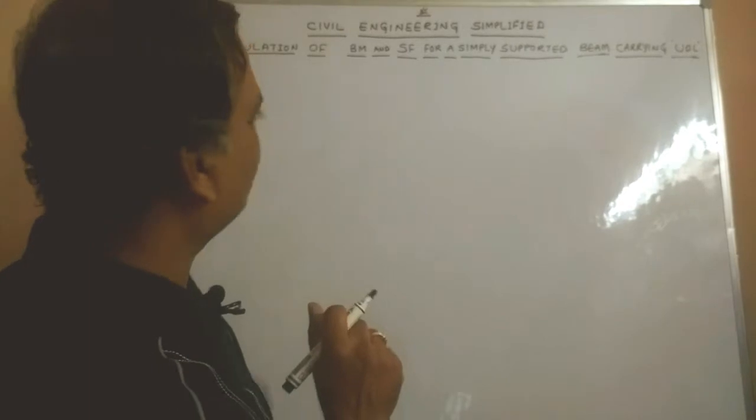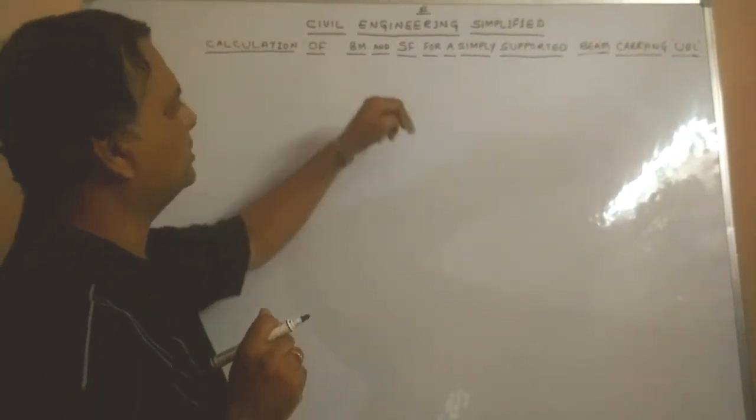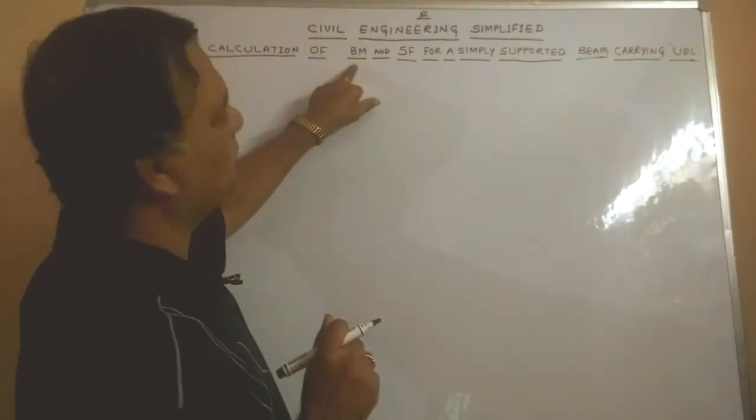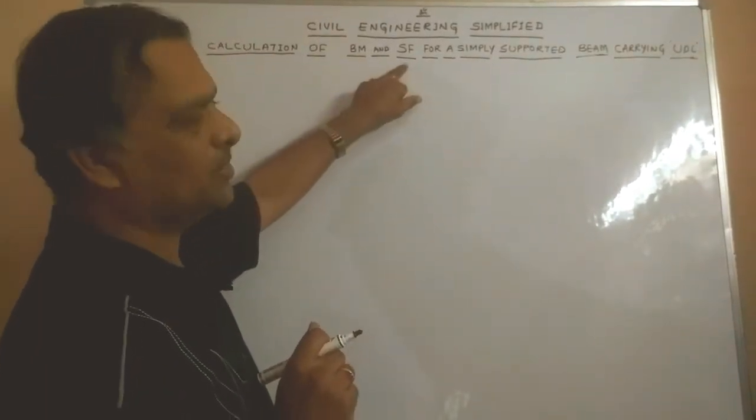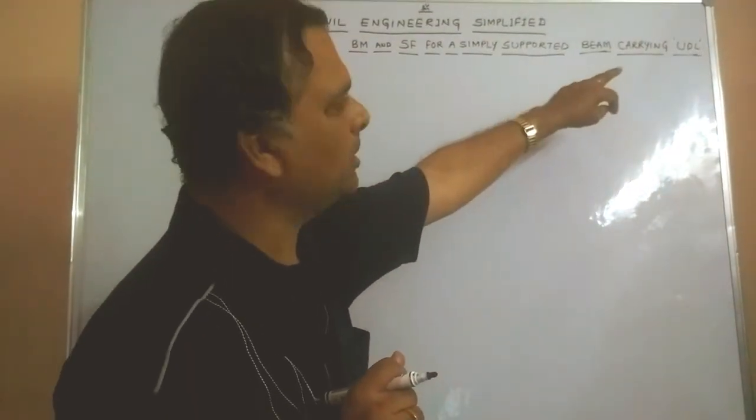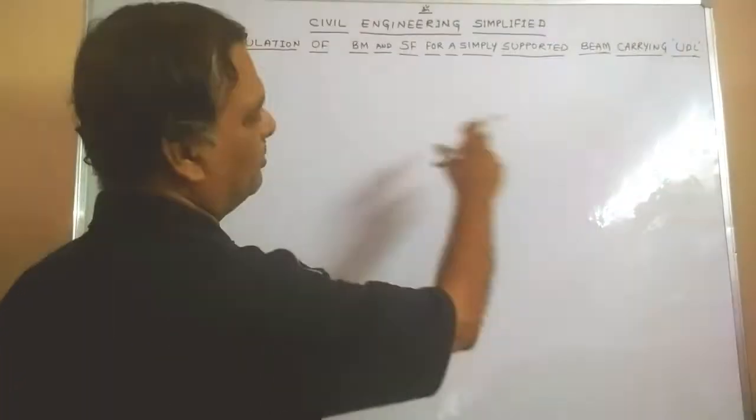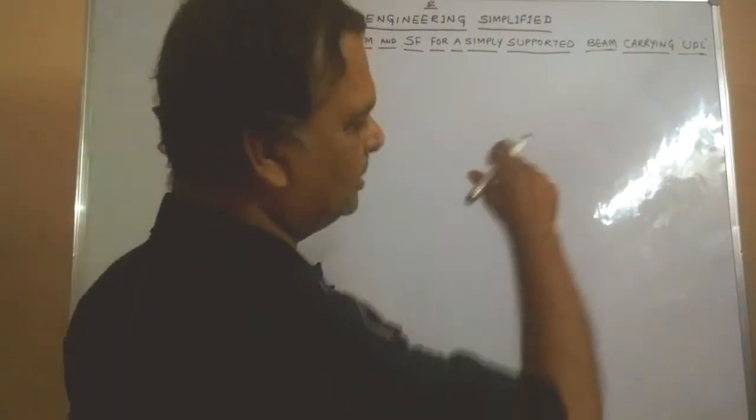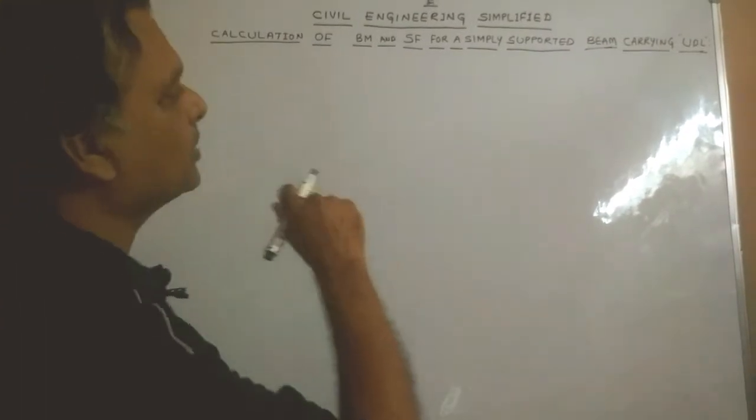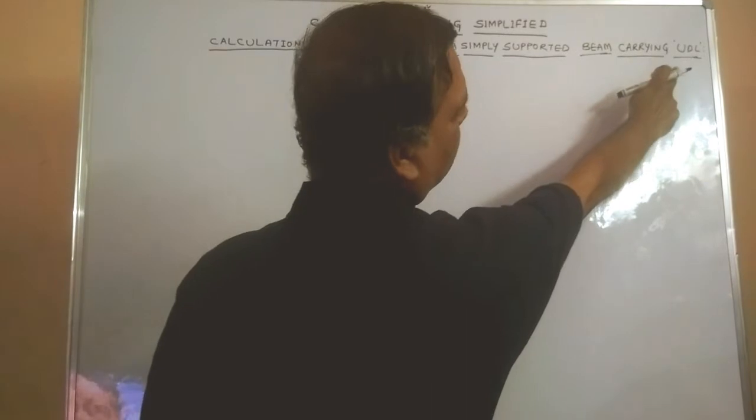So this time we are going to learn about the calculation of bending moment and shear force. BM is for bending moment, SF represents the shear force for a simply supported beam carrying UDL. UDL means it is uniformly distributed load. We have already seen the types of loadings in our previous lectures, so I am not going to elaborate on this, but I would like to tell that UDL means it is uniformly distributed load.